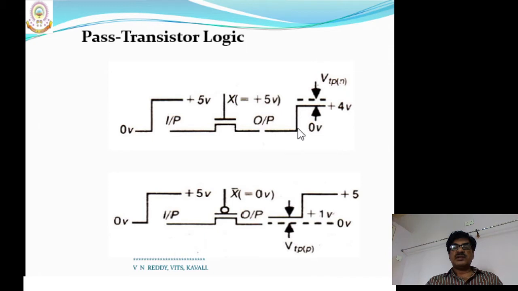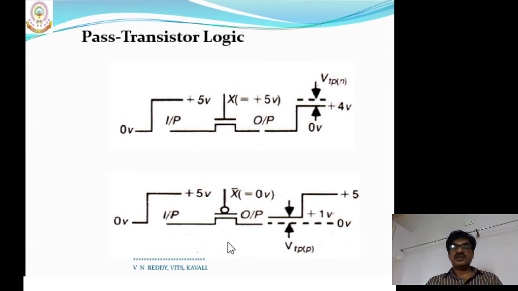the output is logic low, that is 0 volts, we are getting with reference to input logic 0 volts. But with reference to logic 1, the output is not exactly equal to the input voltage. Observe here, the output is only 4 volts instead of getting the 5 volts. This happens because of the threshold voltage of this transistor. Here the threshold voltage is 1 volt. That's why 4 volts we are getting.